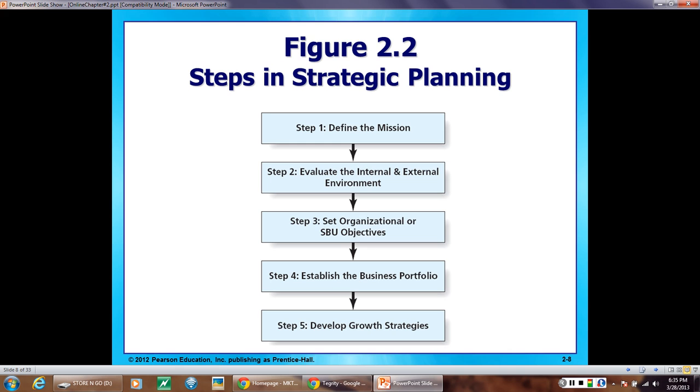You evaluate the internal and external environment. We'll talk about what that is. And this is an ongoing process right here that you're constantly monitoring both internal and external pieces of your organization. Set your objectives. Now this is at the organizational level or your SBU level. Get your business portfolio. We'll talk about what that is again. Then you develop those growth strategies.